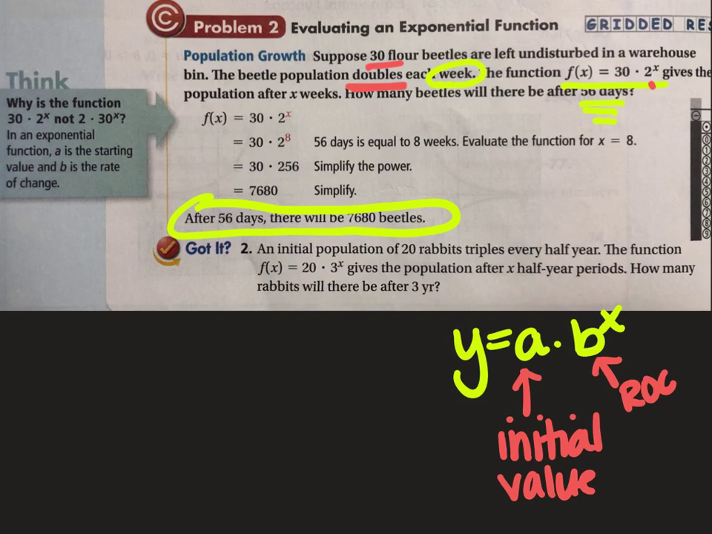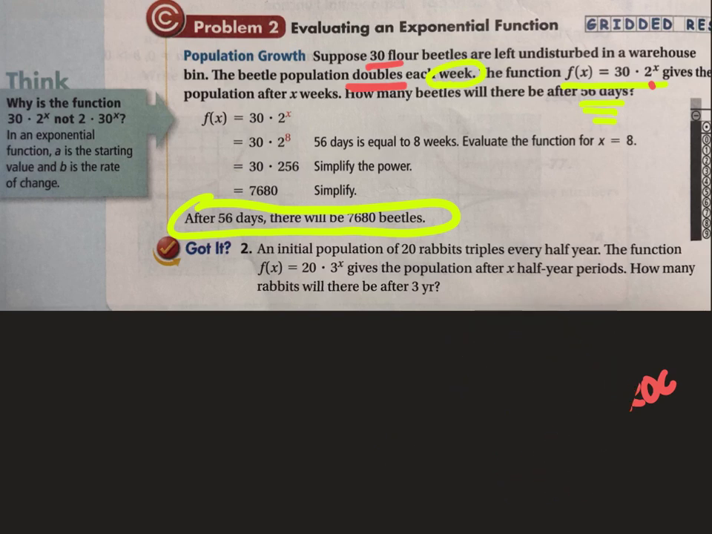So, the bottom says an initial population of 20 rabbits triples every half year. The function f of x equals 20 times 3 to the x. Let's talk about where those numbers came from. So, they give us the function for us. So f of x equals 20 times 3 to the x.